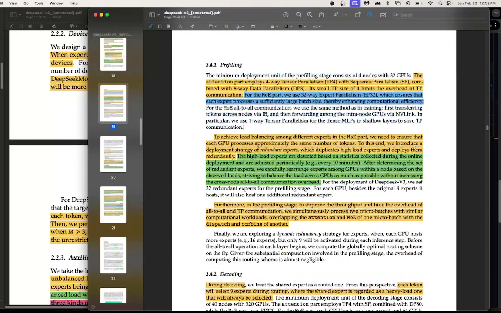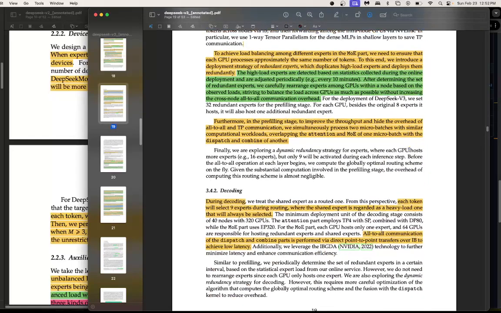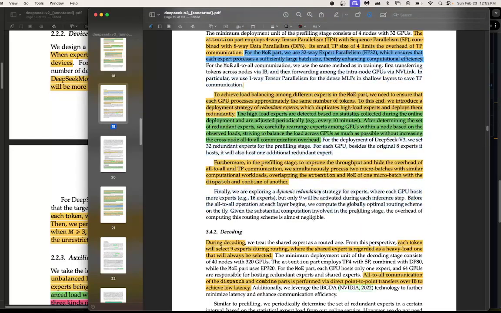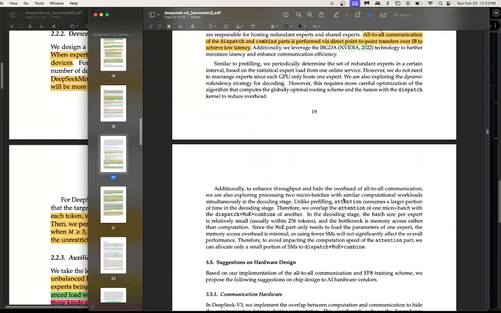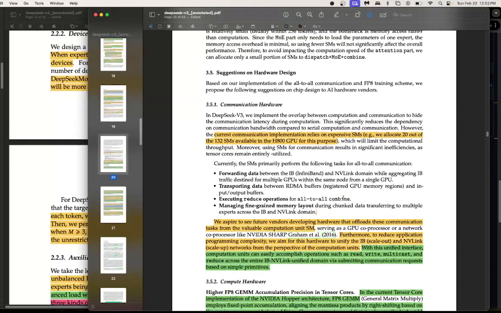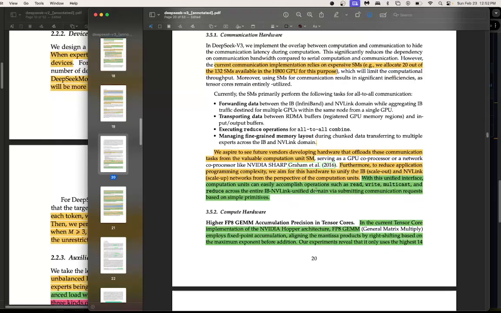Pre-filling and decoding, for time's sake, I'm going to move over. They just talk about their actual deployment setup for inference. And communication hardware.